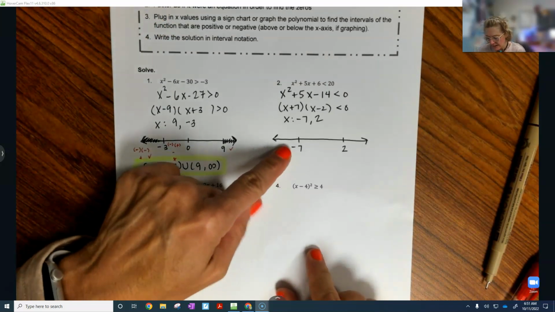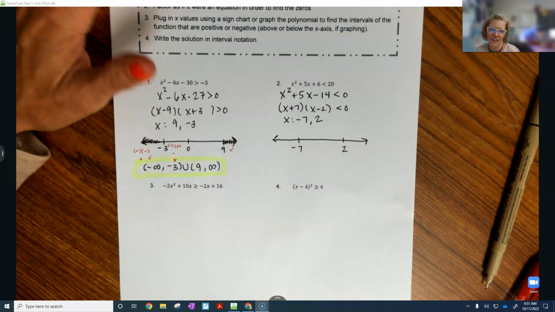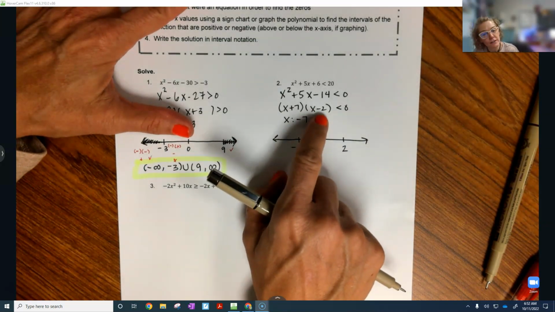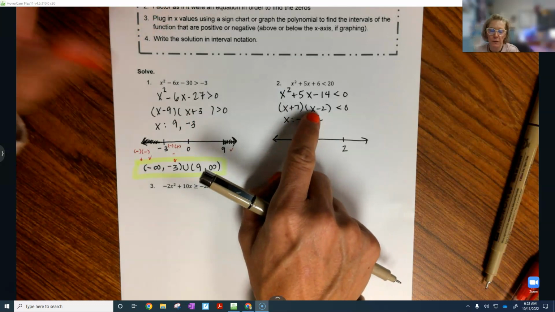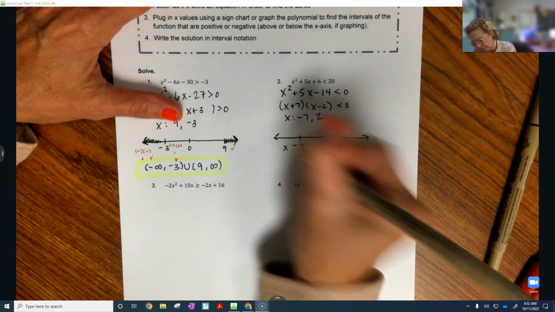So if I plug in anything less than -7, like -8, that would be a negative times the negative, because -8 would make that -1, and -8 would make that -10. Negative times the negative is a positive, and we don't want that.